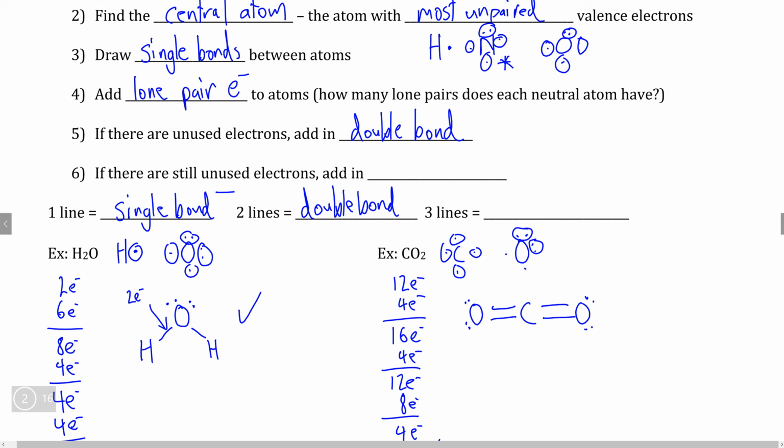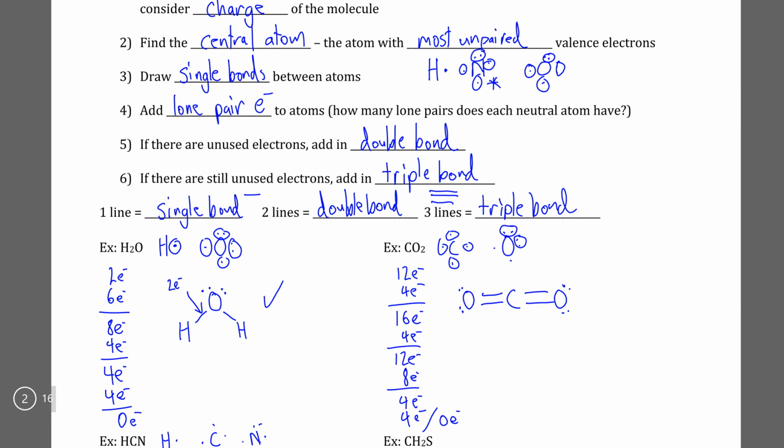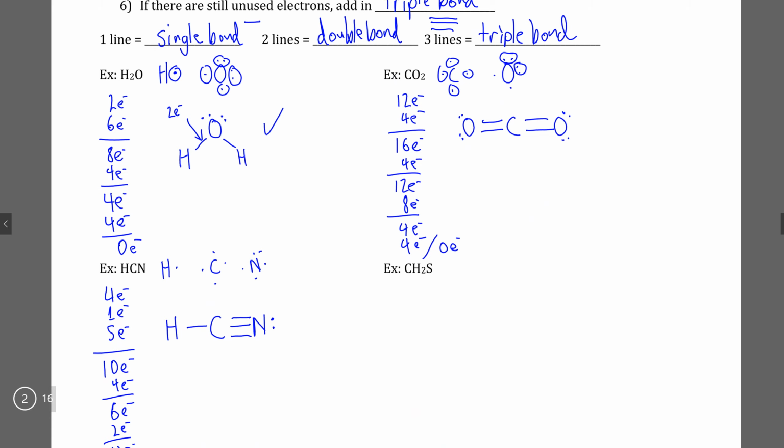From nitrogen, there is this third rule, or this final rule, that we can add. If there are still unused electrons after adding double bonds, we can make another bond, which we call a triple bond. So again, if you see 3 lines connecting 2 atoms like this, that would be a triple bond. And if you follow all of these steps here, that should allow you to draw covalent Lewis structures.